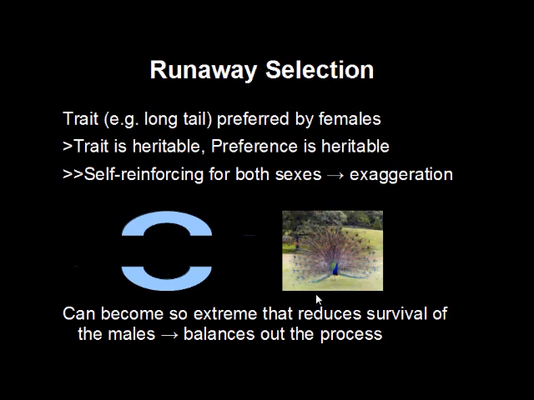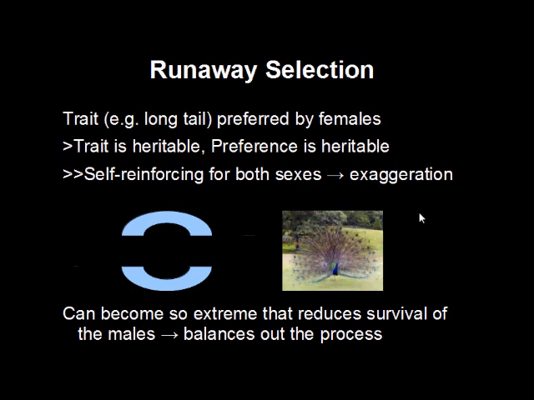So let's talk about this idea called runaway selection. These are supposed to be arrows, looking like a circle. And what happens in runaway selection, so there's a trait, for example, long tail, color, etc., that the females prefer.